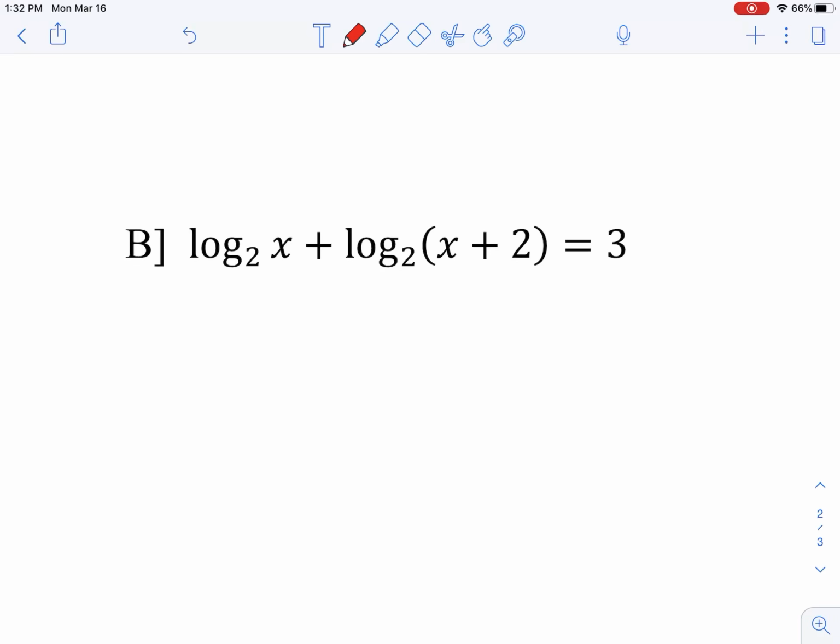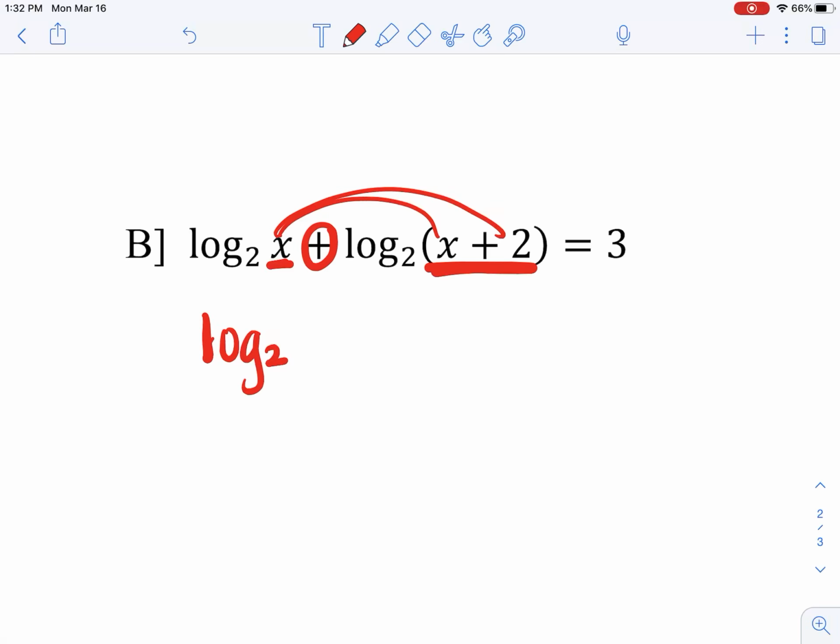All right, I have 2 logs on one side. I need to condense it and make it 1 log. Since it's addition, I'm going to end up multiplying my argument. So I'm going to do this in one step. I'm going to say log base 2 of, and then I'm going to multiply these two. So that becomes x squared plus 2x, and then equals 3.